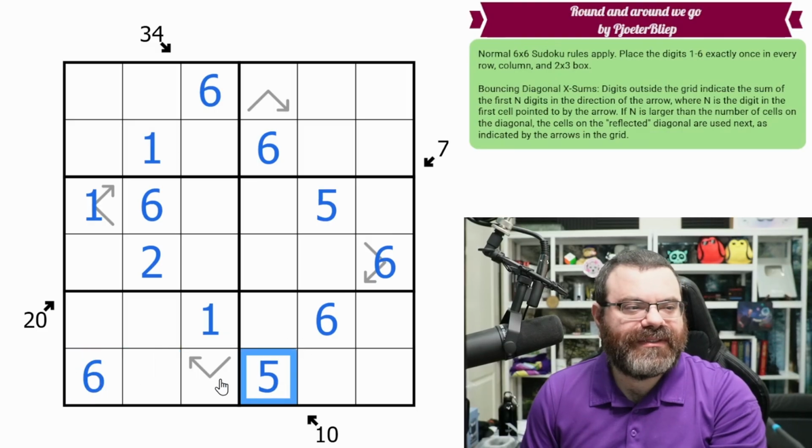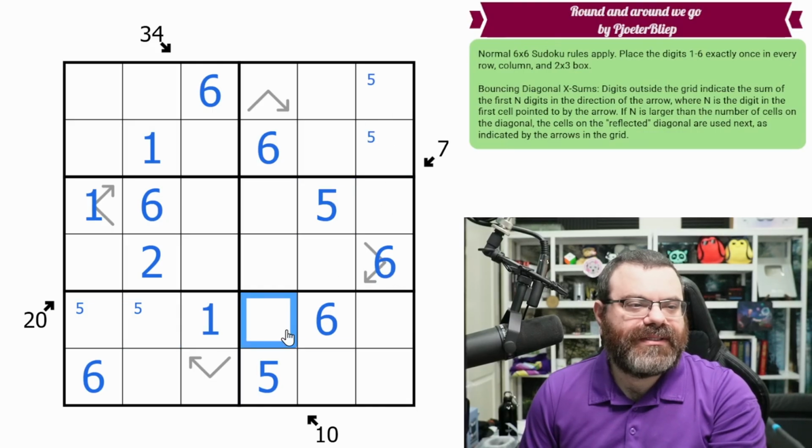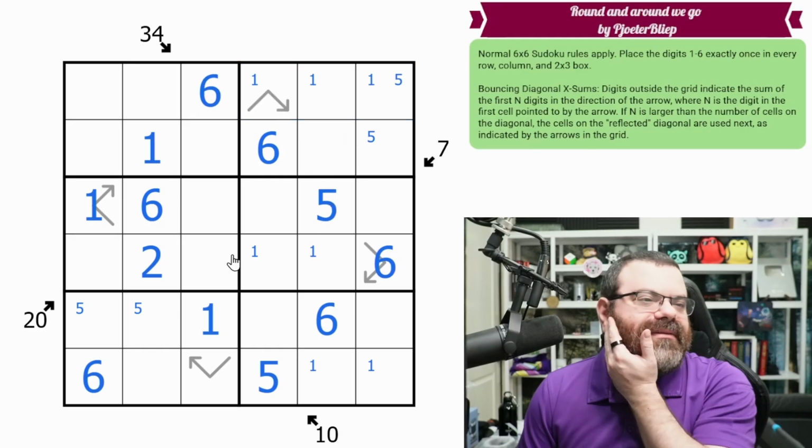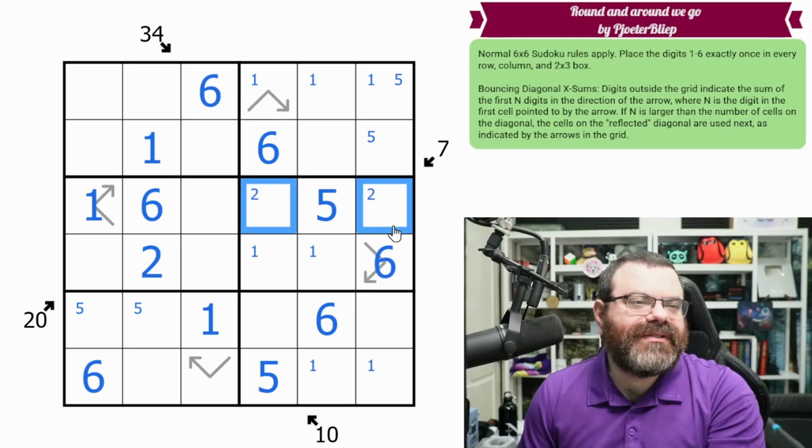Okay, what about 5s? 5 is in one of these two. 5's up here. 1's down here. 1's one of these two. 1's up here. Okay. I don't think there's any more Sudoku. 2's in one of these two.